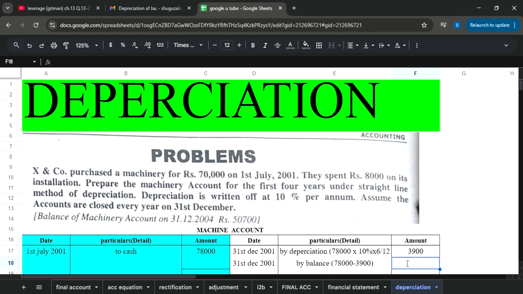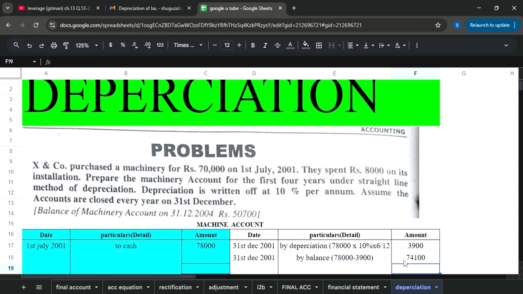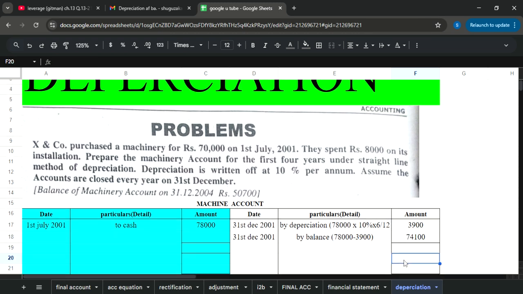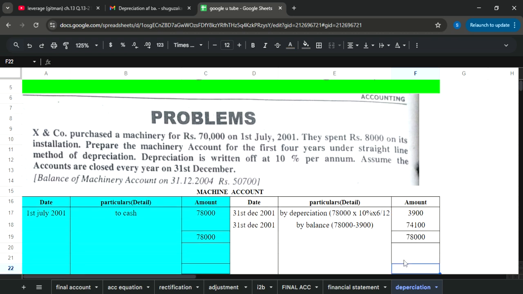Once again, value of asset at the start of the period was 78,000. 3,900 is the amount of depreciation. What is left? 74,100. Here we will check. 78,000 is the total over here, and the total on the other hand should also be the same, and here 78,000 total.